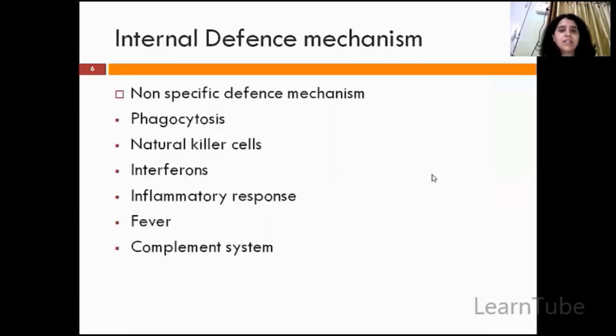Next is the internal defense mechanism. Under this internal defense mechanism, as we have already discussed, there are two types, specific and non-specific. So today we'll be discussing the non-specific defense mechanism. Under this, there are different cells and processes which offer it: phagocytosis, natural killer cells, interferons, inflammatory response, fever, and the complement system.